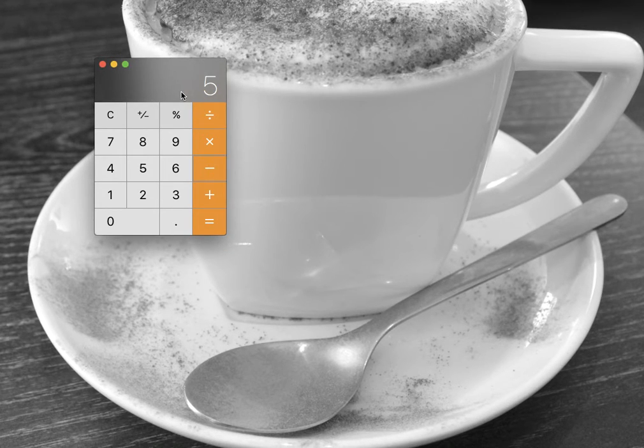0 take away 5 is minus 5. That's right. 10 take away 20 is minus 10. These are all correct. Now, let's go to programmer mode and do that.